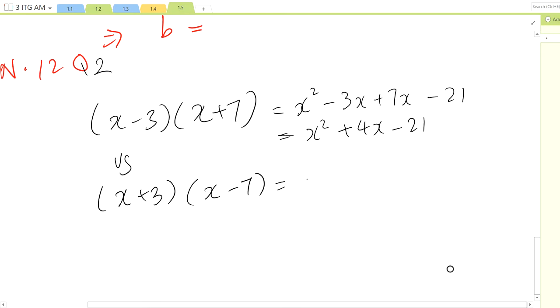Okay, what about the next one? X squared minus 7x plus 3x minus 21. X squared minus 4x minus 21. So are they the same? No, they're not the same.